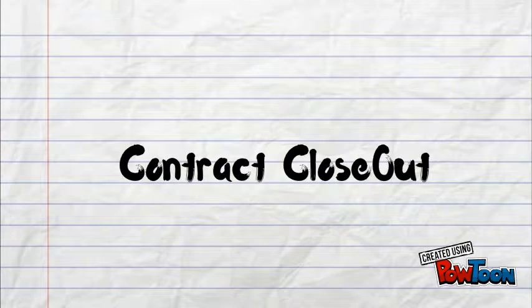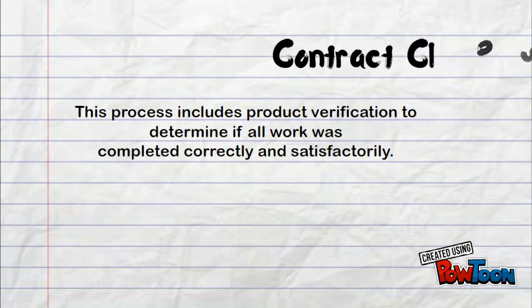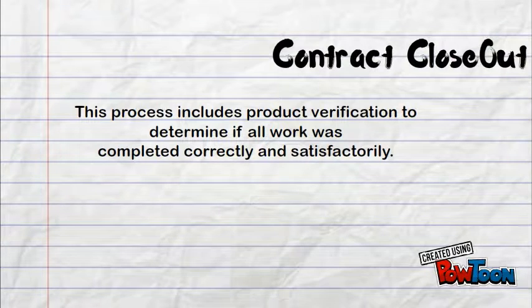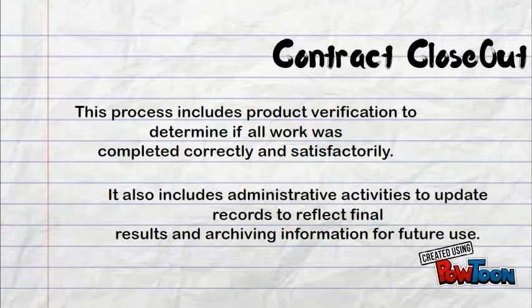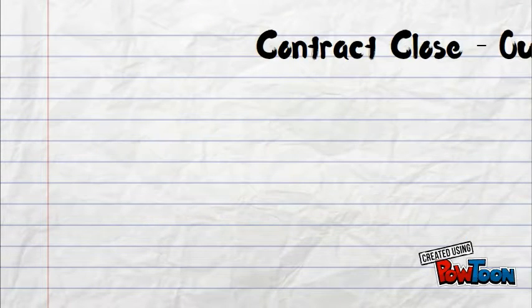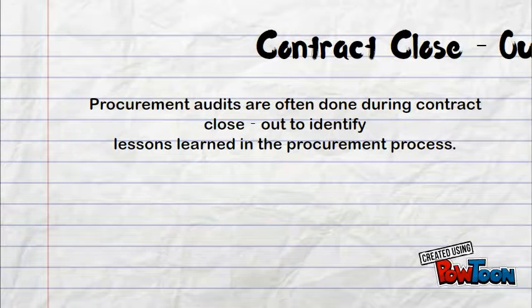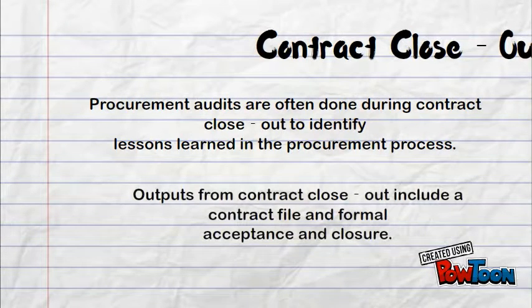Contract closeout. This process includes product verification to determine if all work was completed correctly and satisfactorily. Procurement audits are often done during contract closeout to identify lessons learned in the procurement.